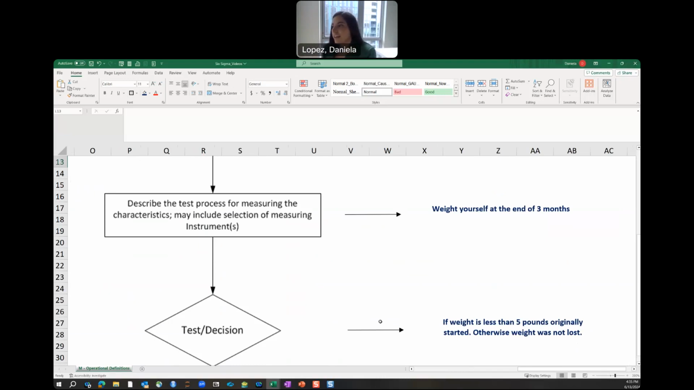Was it not? So if I end up getting on that scale after those 3 months, and I see that I did not lose those 5 pounds from the original amount, then it was not successful. Otherwise, the weight was not lost, right? So if I do lose it, great, successful. If I didn't, it wasn't. But that really gives us a defined way of measuring an end goal. In this case, it is losing weight.